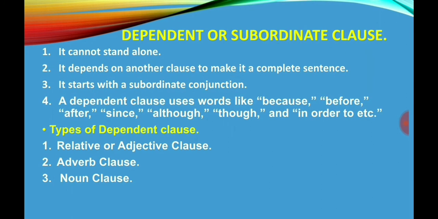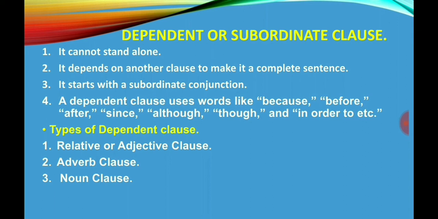Dependent or subordinate clause. Let us see what is called a dependent or subordinate clause, and how we can find out easily that it is a dependent or subordinate clause. We can find out easily through these four important points. It cannot stand alone. Second point, it depends on another clause to make it a complete sentence. It starts with a subordinating conjunction. A dependent clause uses words like because, before, after, since, although, though, in order to, etc.